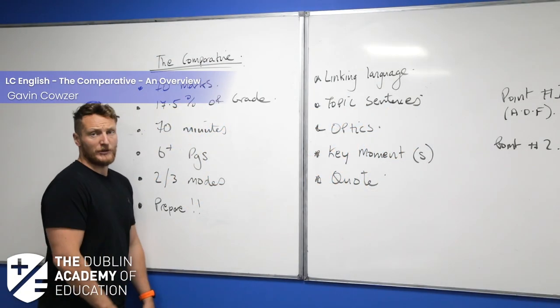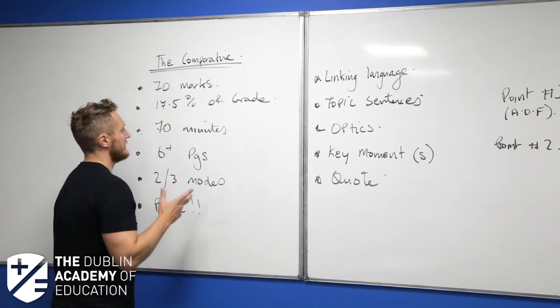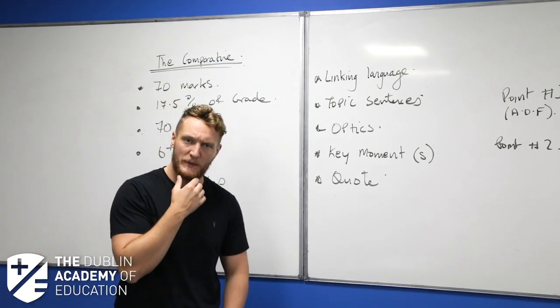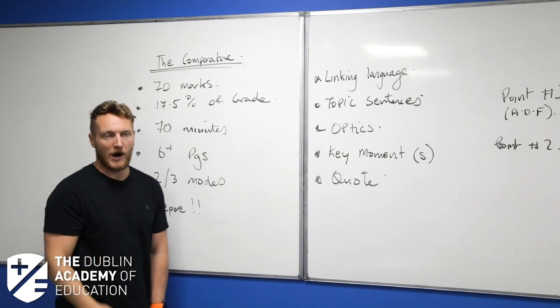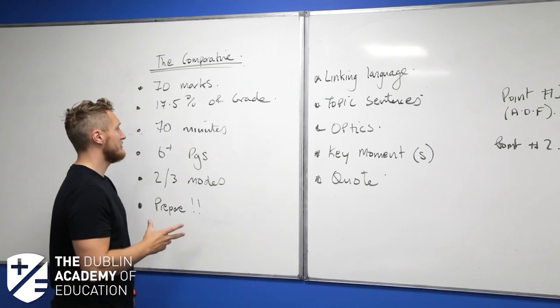In terms of our overview then, to get back into it: 70 marks, 17.5% of our grade, and 70 minutes. As I said in our couple of hours spent on King Lear, it is roughly 1 minute per mark in terms of your paper two material. So 70 marks equals 70 minutes, all right?